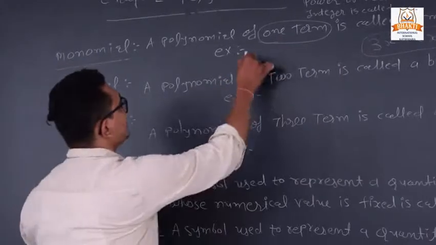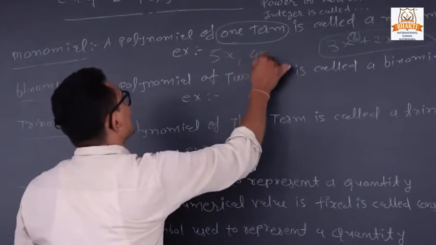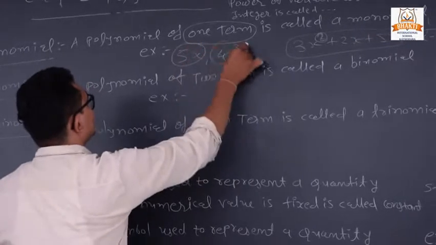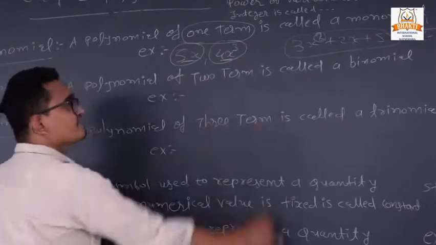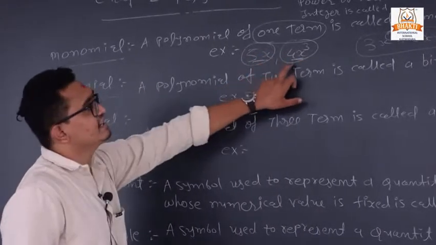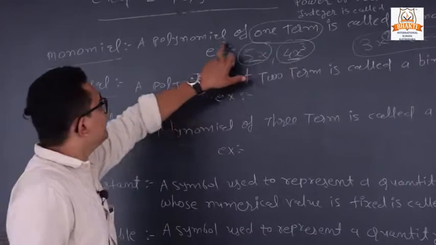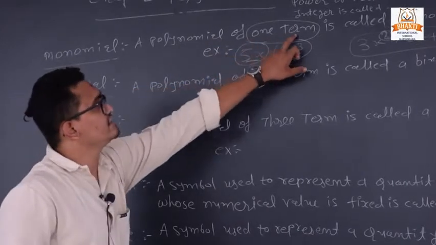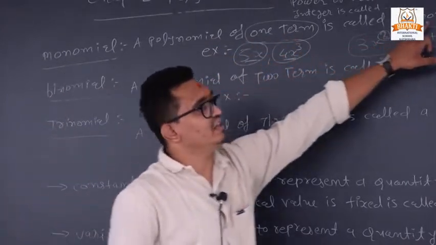Suppose we take the examples 5x and 4x cube. See these two examples. In both examples we can see that there is only one single term. So if any polynomial has only one single term, then it is called a monomial.